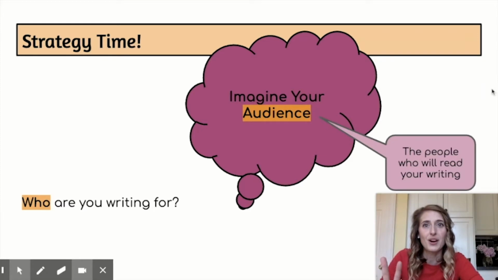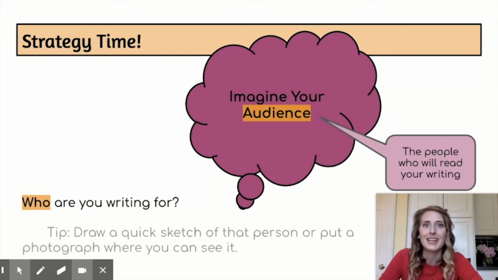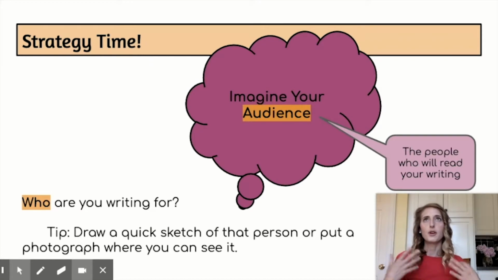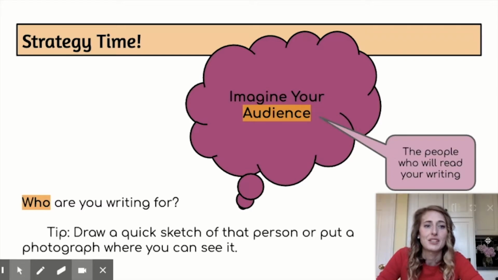Now, this second part of imagining your audience is to draw a quick sketch of that person or put a photograph where you can see it. I'm sure I have a picture of my mom around here somewhere, but for time, I think I'll do a quick sketch. And you're going to do it too. Imagine your audience. Who would you like to read your writing? And draw a quick sketch at the top of your paper. Or you could grab a photo of that person. We'll take about 30 seconds to do this. Go ahead.